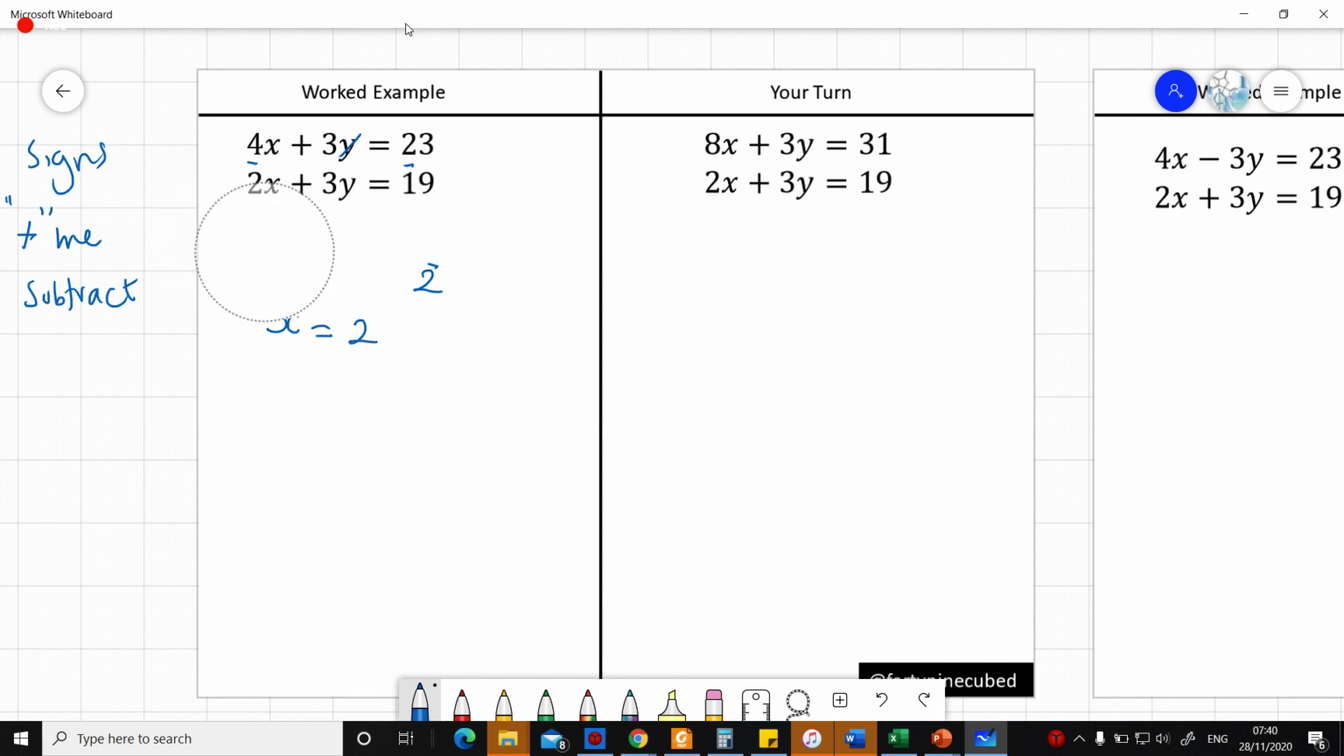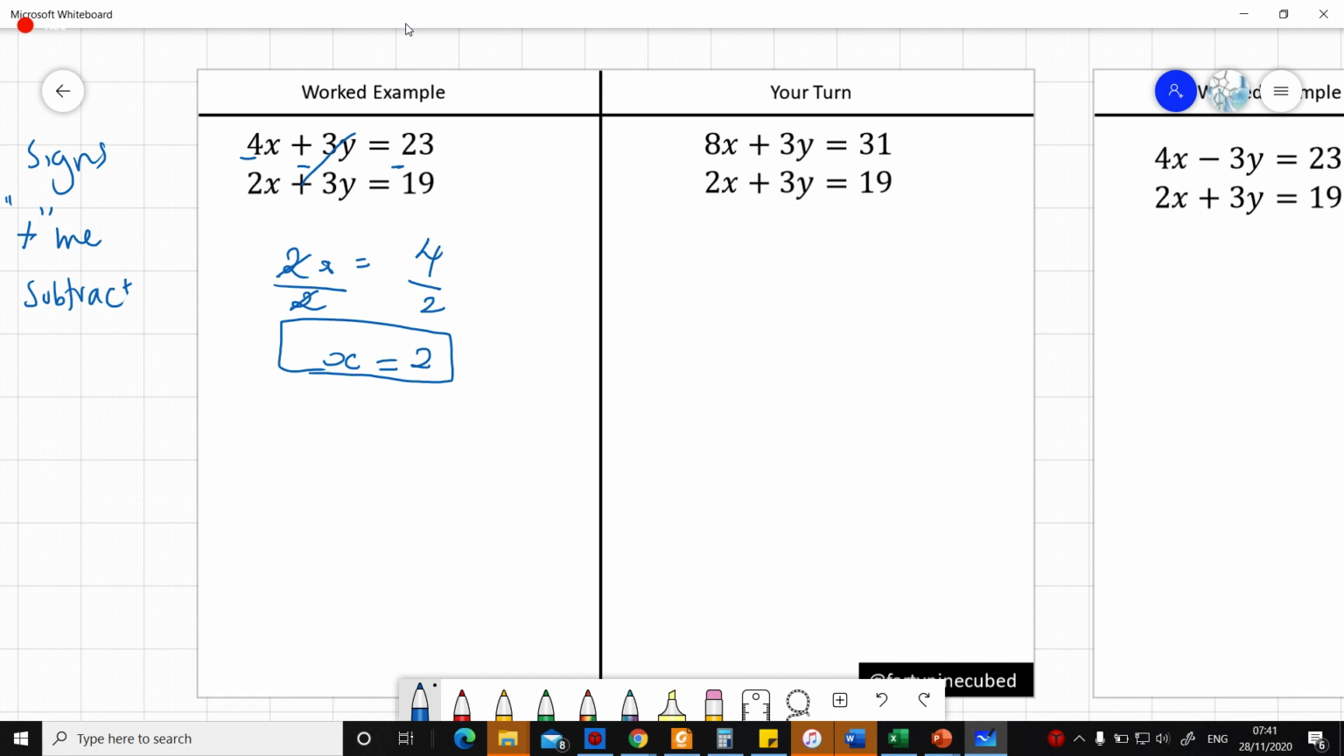Let's look again at what we did. We found the y's are the same, so we're going to eliminate the y. The signs are plus, so we subtract. 3 take away 3 is 0, eliminated, goodbye. 23 take away 19 is 4, and 4 take away 2 is 2x. 2x equals 4, that means each side has to be divided by 2. That 2 cancels out that 2, so x is equal to 2. Put a big box around this because we need this answer.